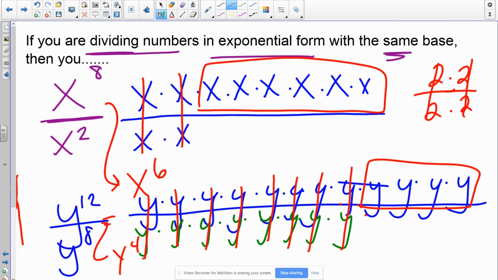So mathematically, hopefully you're noticing, you are subtracting the same amount of y's. Since you had 12 y's and you subtracted 8 y's, because those all became the value of 1, you are left with 4.